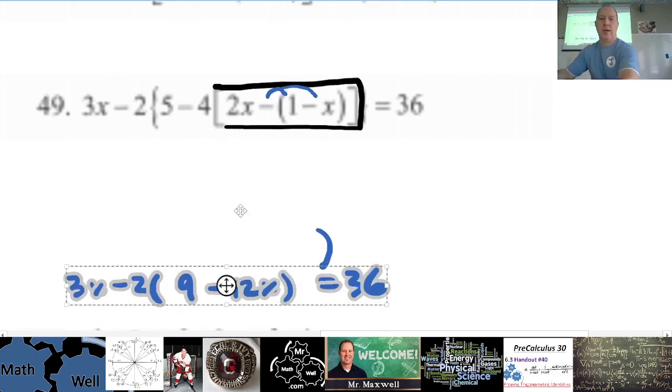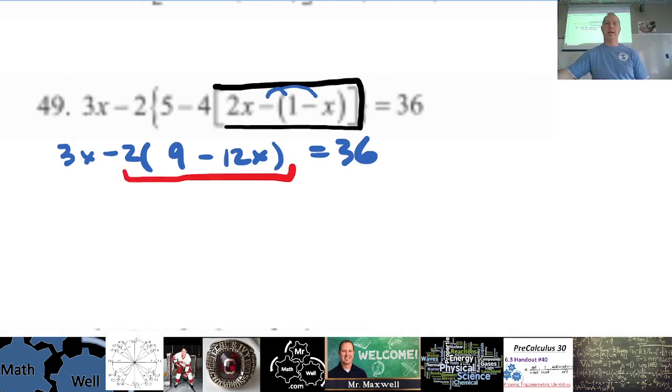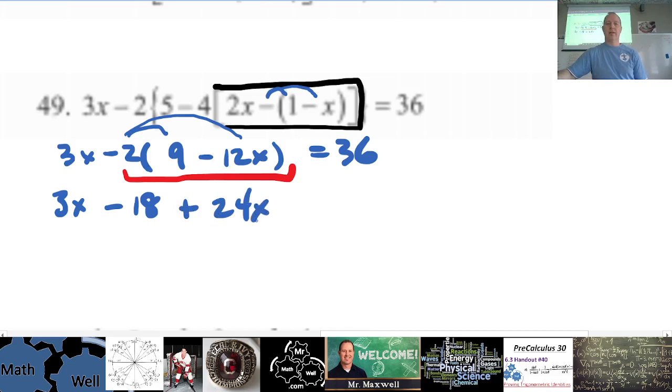Okay, now I'll just move that up because I'm running out of room. So now I do this part right here. So let's expand this out. The last little bit of brackets that I need to get rid of. So 3x minus 18 when I distribute the negative 2 times 9. And the negative 2 times negative 12x, that's going to be positive 24x.